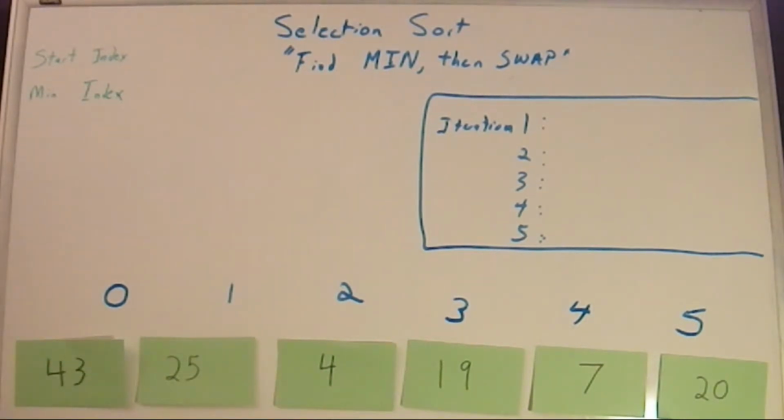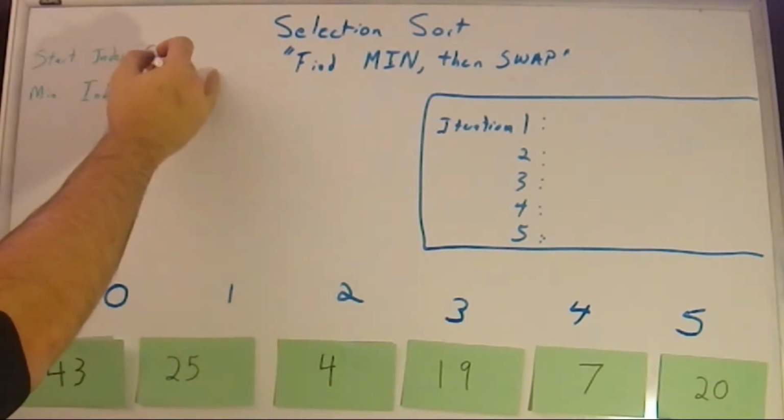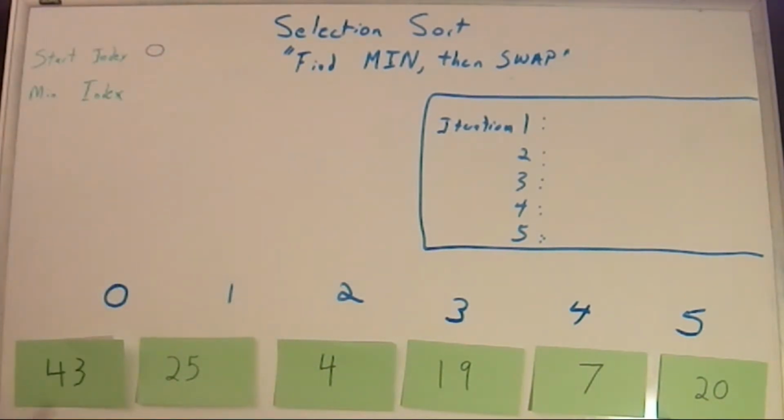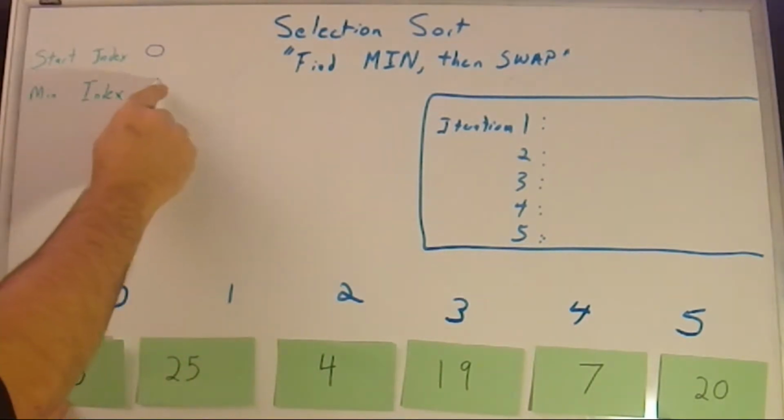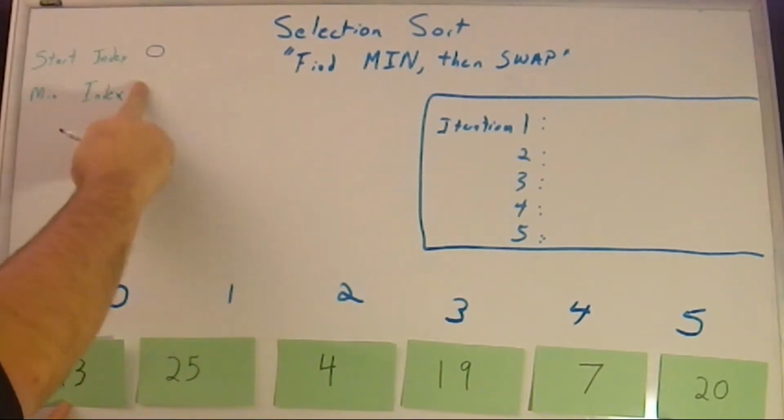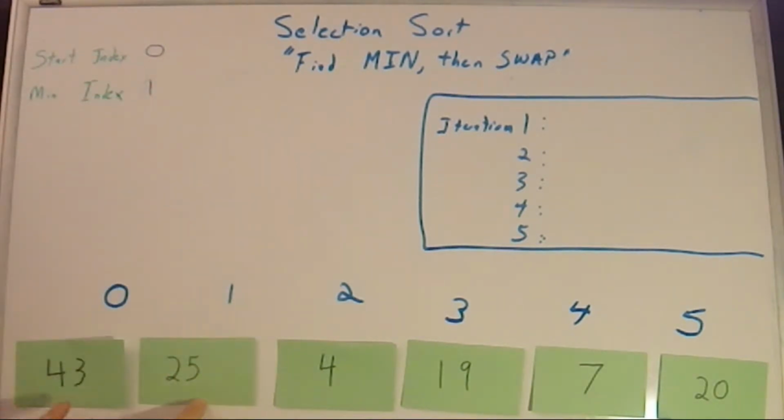So let's start with this. We start off at the beginning. Now you can choose to do it either way, but the most common way is you start from the lowest and work your way up to the highest. So our starting index is going to be 0. We're going to keep track of the minimum value as we go throughout the array. Right now we're going to say that the smallest value is 43. Now we're going to compare that with the next index. This index has 25. 25 is smaller than 43, so our new min index has changed from 0 to 1. We're going to keep track of that again.